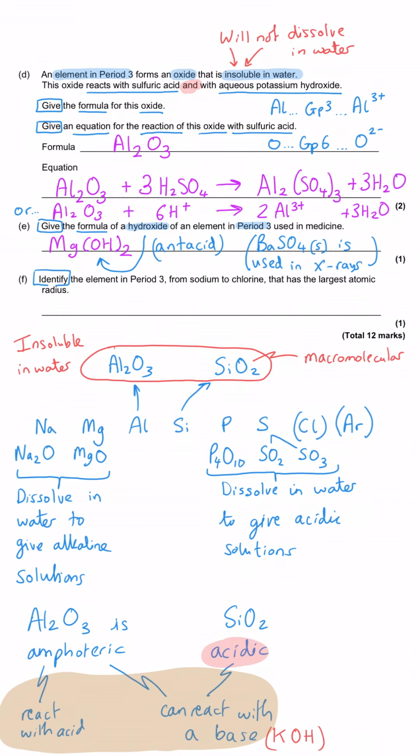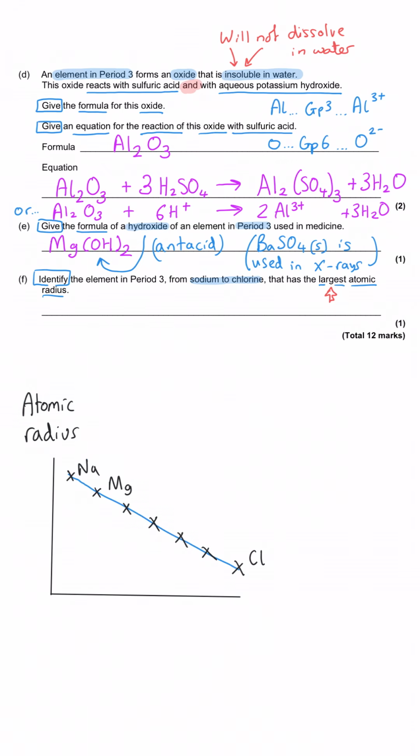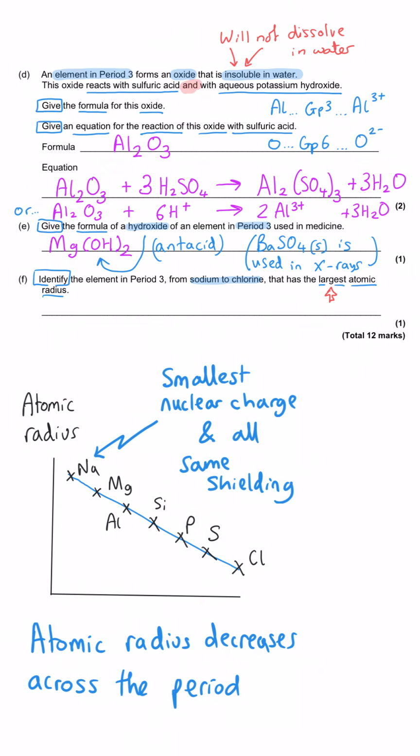And then last of all, identify the element in period 3 from sodium to chlorine that has the largest atomic radius. Now, they've missed out the noble gas, but that's not necessarily an issue here, in fact, because the atomic radius decreases across the period for any period, whether it's period 3, period 4, period 2, and they've therefore given us the nice easy choice of we have to go for sodium. The group 1 element in any period will have the largest atomic radius of that particular section of the period.